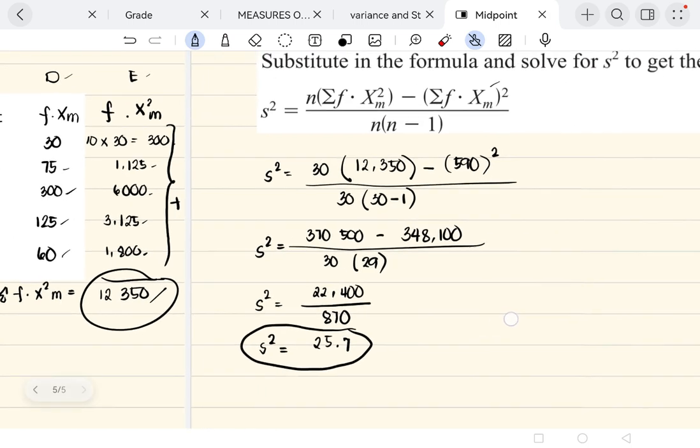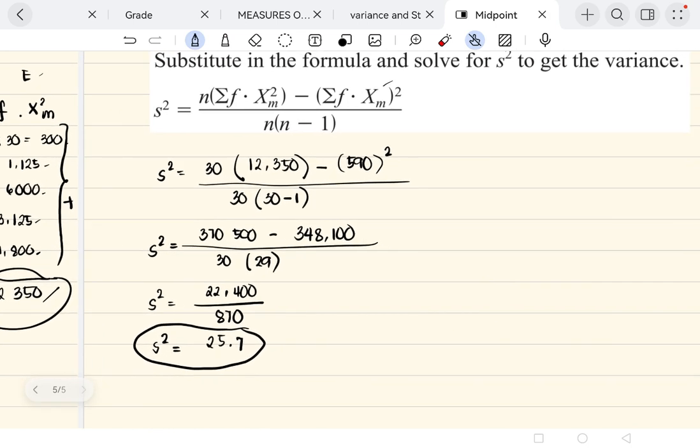So that is our variance. And for our standard deviation, which is s, we will just get the square root of our variance, which is 25.7. So our standard deviation is the square root of 25.7, that is 5.1. So that is our standard deviation.